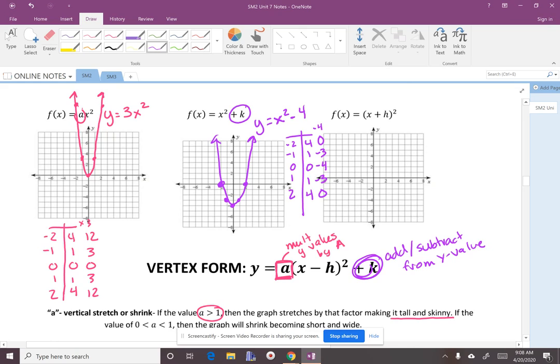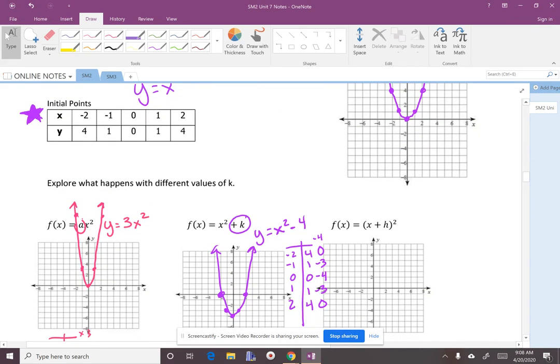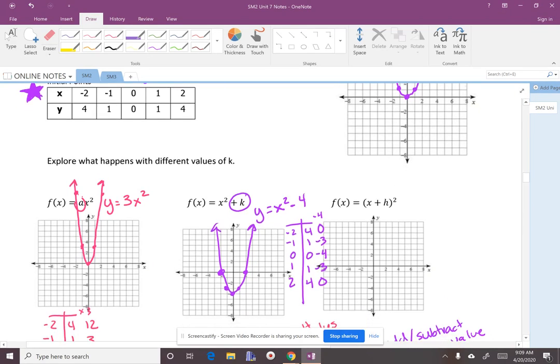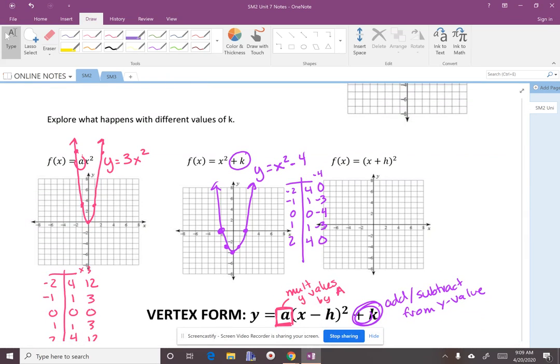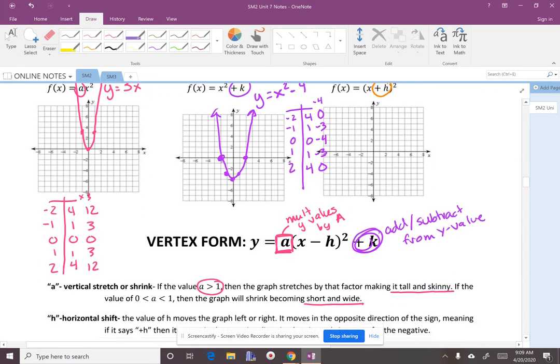So now, if we look at it compared to our original graph, it looks like we have moved everything down 4. So the k on the outside moves everything up and down. Okay? Then, the only other thing that we could add is we can add something inside. Okay? And so that's our h.